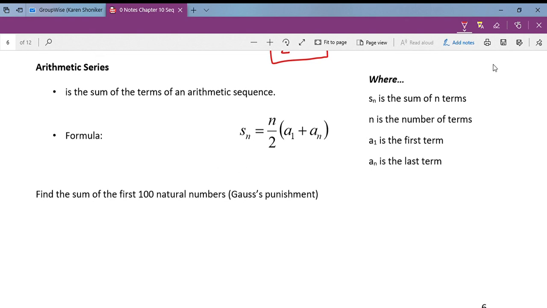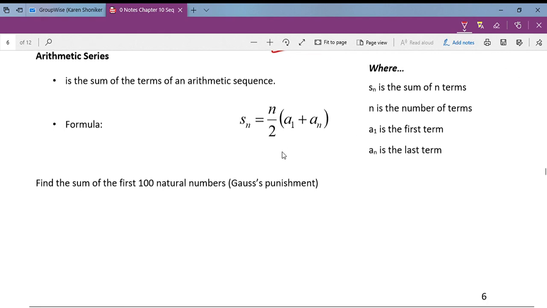So an arithmetic series, as opposed to an arithmetic sequence, is the sum of the terms of an arithmetic sequence. And like I was saying in 10.1, instead of having to write out every single term and then add them together, we're going to have a formula. This formula is Gauss's formula, and it comes from the story, which I'm nervous to put on a video because I'm like, well, is this true or is this a story I made up?